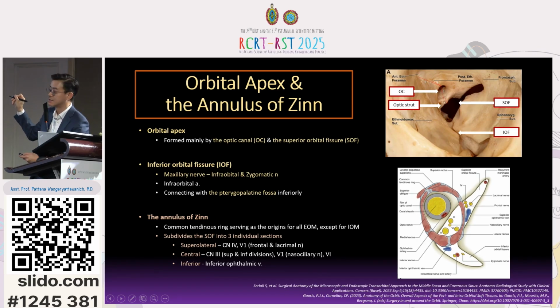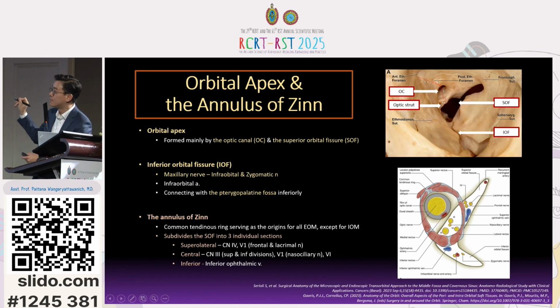Anatomically, the superior orbital fissure can be divided into 3 individual sections using the annulus of Zinn. You have the superolateral section of the superior orbital fissure, the central section, and then the inferior section. Each section has separate nerves that traverse through that area of the superior orbital fissure.